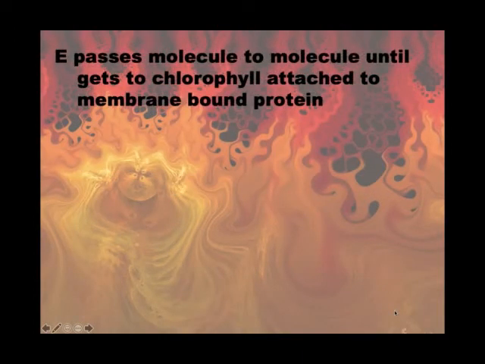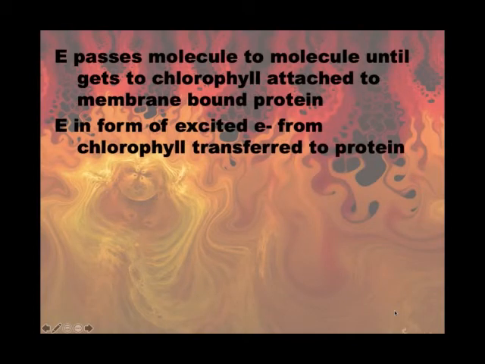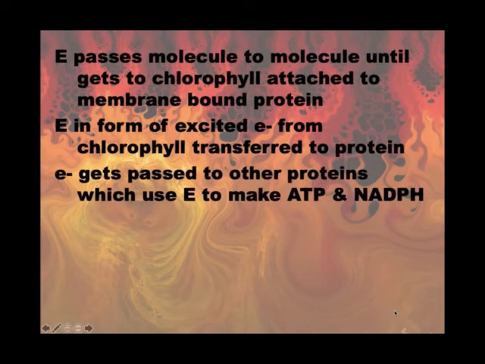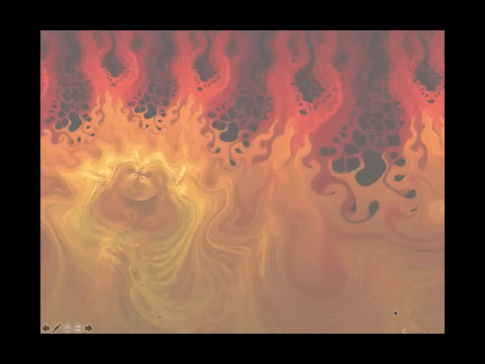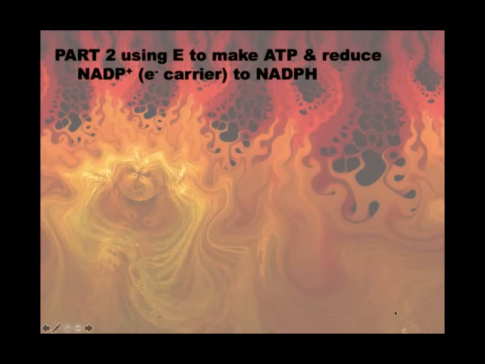Okay, so the sunlight energy passes from molecule to molecule until it finally gets to chlorophyll, and then chlorophyll goes, whoa! The chlorophyll is actually attached to a membrane-bound protein. So that gets an electron excited from the chlorophyll, and it gets transferred to the protein that's kind of the anchor for the chlorophyll molecules. That energy gets passed on to other proteins, which use the energy that has been captured and passed along to make ATP, our old friend, and our new friend, NADPH. So that's kind of part 1 in a nutshell.